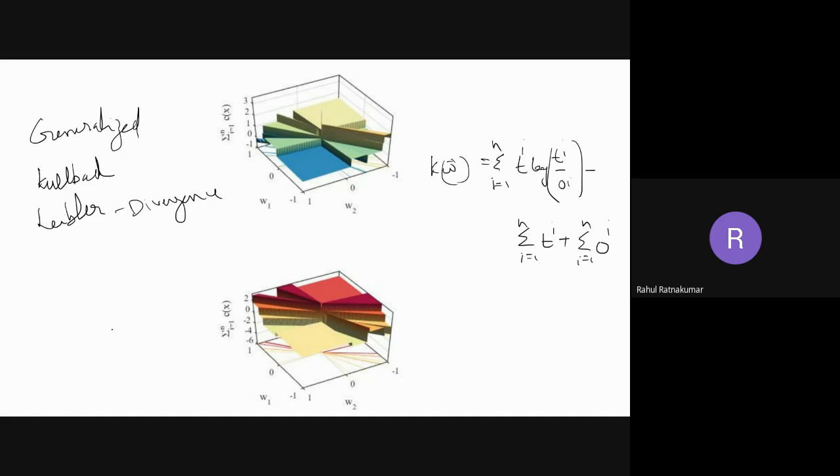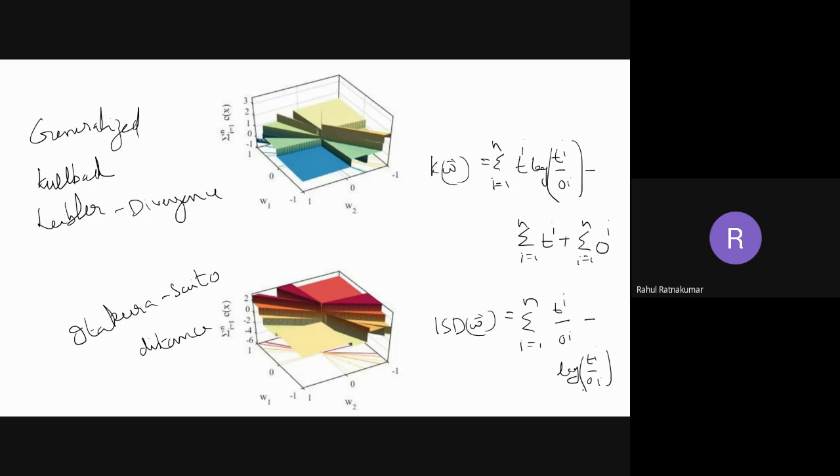The last one is the Itakura-Saito distance. You can see the graph has changed, somewhat similar, but still changed. For ISD, as a function of omega, we have sigma i equal to 1 to n of T_i divided by O_i, minus log of T_i divided by O_i, minus 1. This is the equation for this error function.